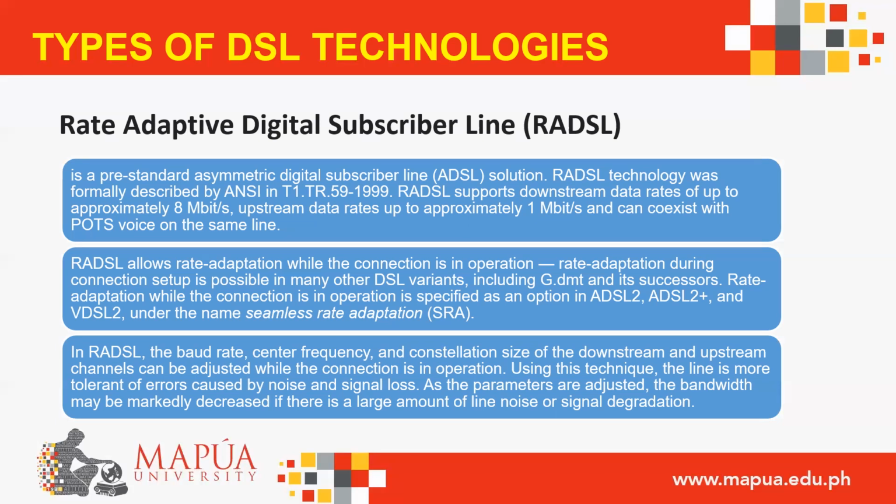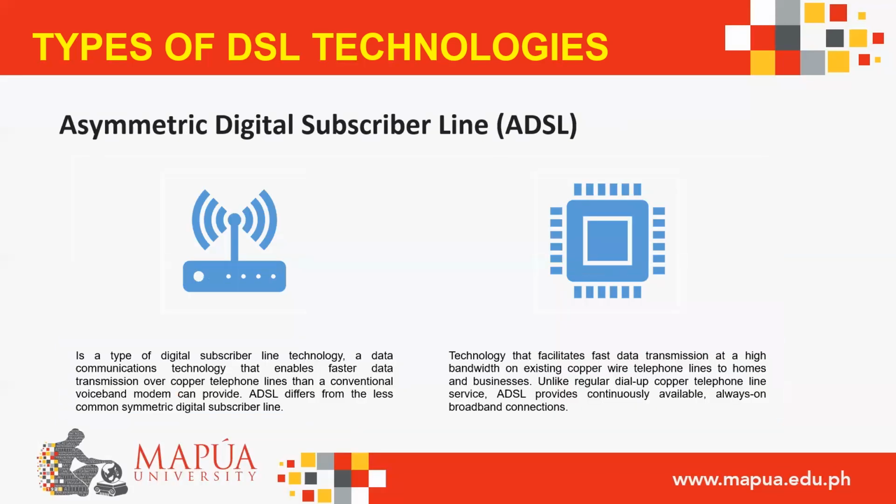In RADSL, the baud rate, center frequency, and constellation size of the downstream and upstream channels can be adjusted while the connection is in operation. Using this technique, the line is more tolerant of errors caused by noise and signal loss. As the parameters are adjusted, the bandwidth may be markedly decreased if there is a large amount of line noise or signal degradation. Next is Asymmetric Digital Subscriber Line, or ADSL.